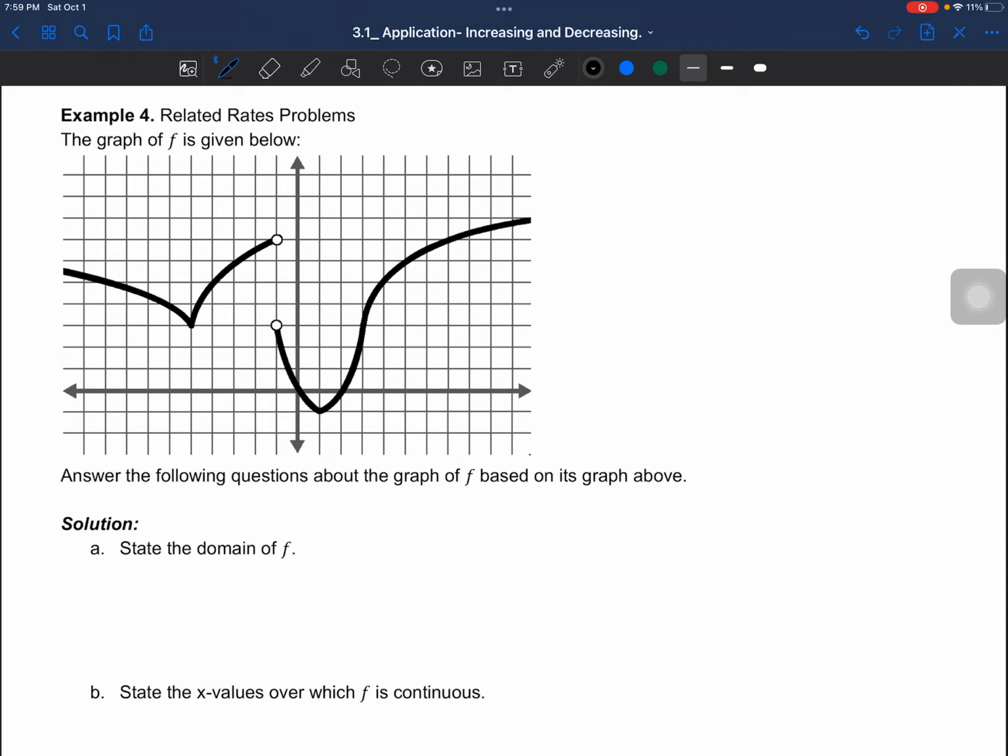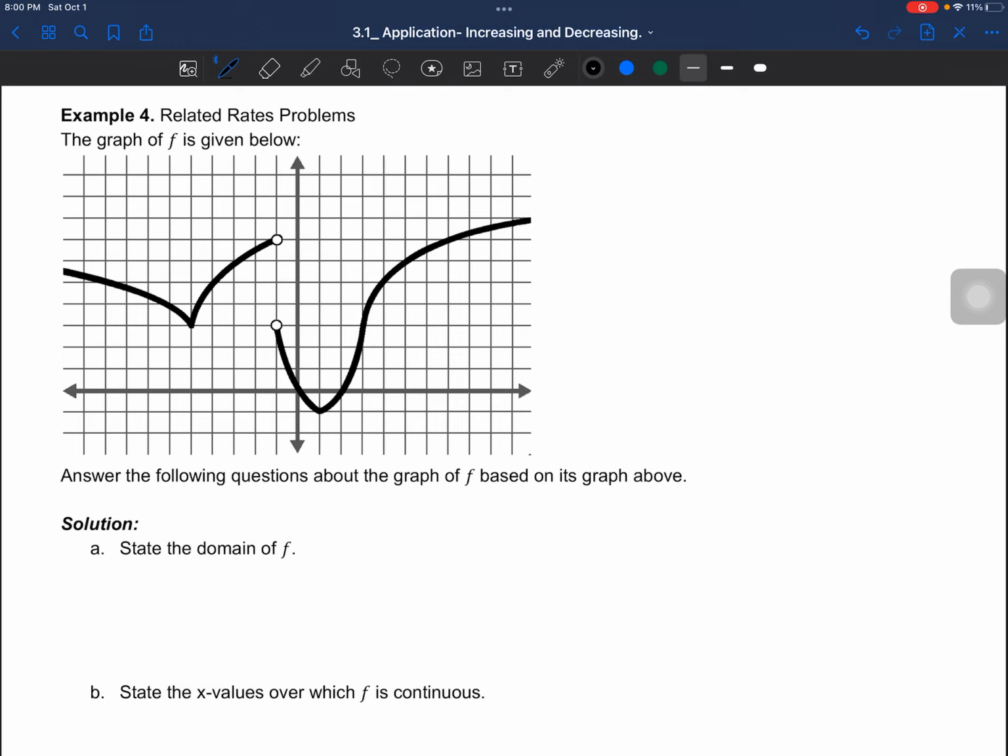Hi, welcome back. So we're going to jump into example number 4. In this example 4, we have a given graph of the function, and we're not given the actual function. The goal for this exercise is to be able to visualize the terminology that we've been using before in the graph.